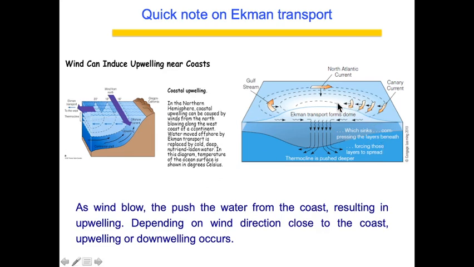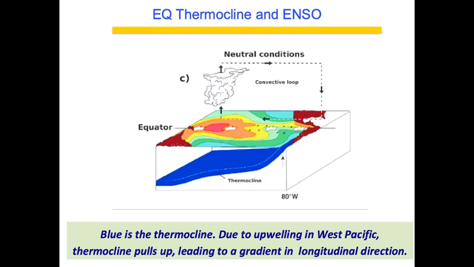The downwelling process is when the water is being pushed down, and that will be the reason why the thermocline will be pushed deeper below. So this is the upwelling and downwelling due to Ekman transport. Now, what is the importance of this? The importance of this is in the equatorial thermocline, which helps in the formation of El Nino. During a neutral condition, let us take the Pacific because El Nino is in that region. So blue is the thermocline, and we see how it is changing with longitude.